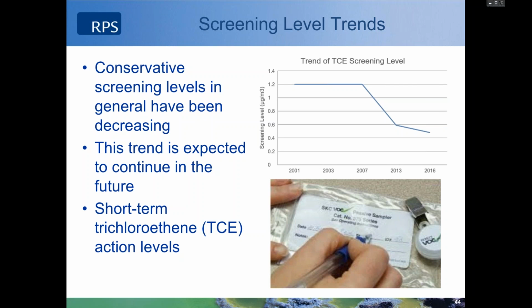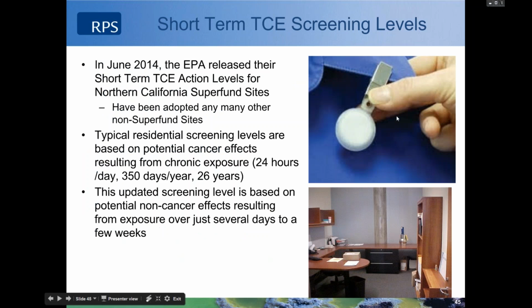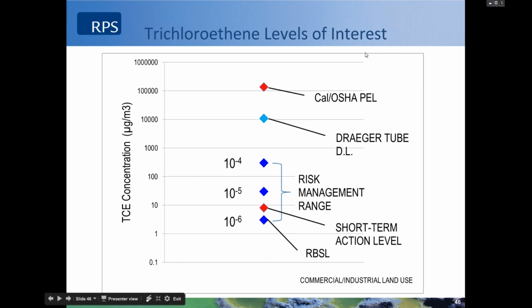Now there's this concept where, Dave, can you, there's the next, one more. Okay, here's another one of my graphs. This one is TCE concentration. So commercial industrial land use now, TCE concentration, there's the risk management range and your 1 in a million based screening level, okay? But now we've got this short-term action level that's right in there, and that's like a freak-out level. If you're above that, people are worried about having birth defects, okay?